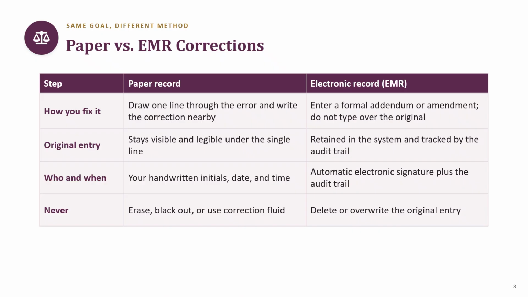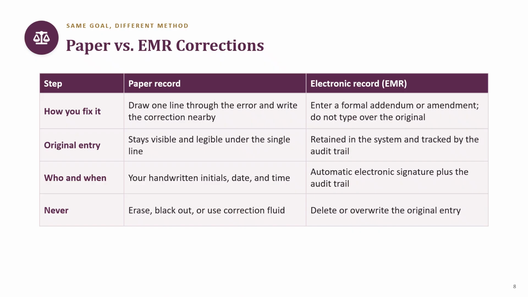How you fix it. On paper, you draw one line through the error and write the correction nearby. In the EMR, you enter a formal addendum or amendment and you never type over the original. The original entry. On paper, it stays visible and legible under that single line. In the EMR, it is retained in the system and tracked by the audit trail.